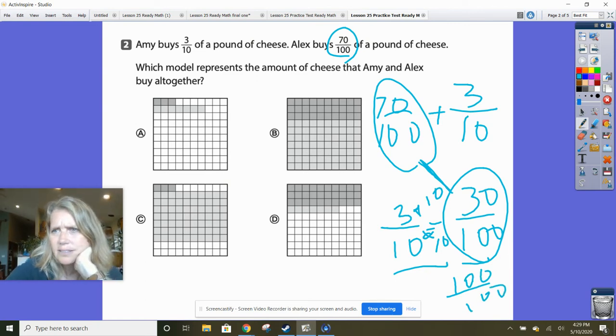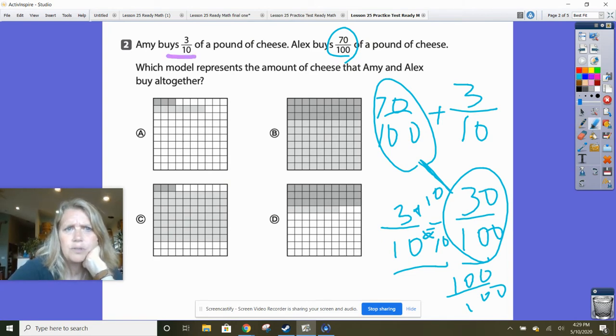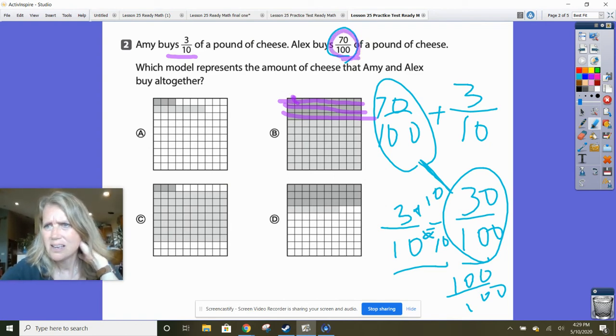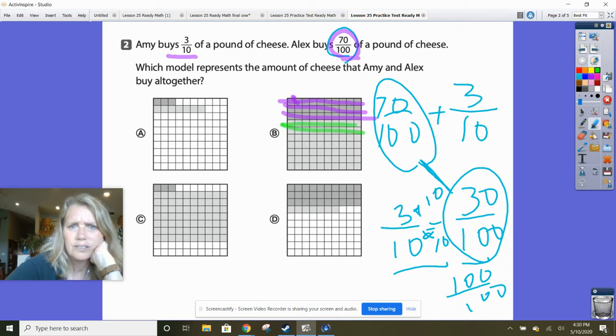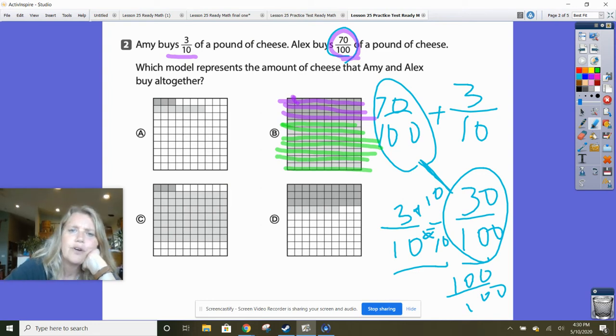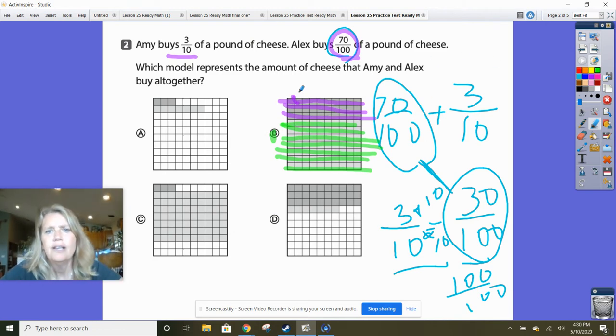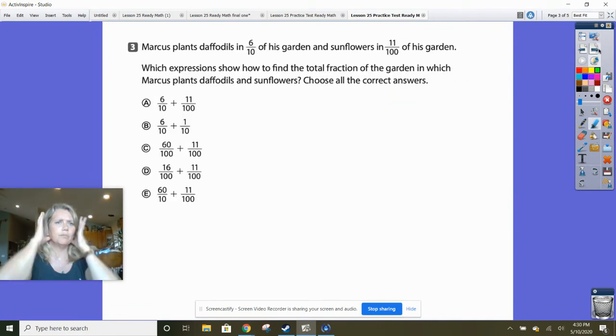Does it make sense that, let's see, Amy would be 3 tenths, so that'd be 1, 2, 3 tenths. Yep, Amy could be there. And then 71 hundredths could be Alex. 1, 2, 3, 4, 5, 6, 7, 10, 20, 30, 40, 50, 60, 70. Yeah, that works. So letter B. All right, so that's all the work I did to show that. I like to solve it first, then go to look at the answers and see if I agree with them.